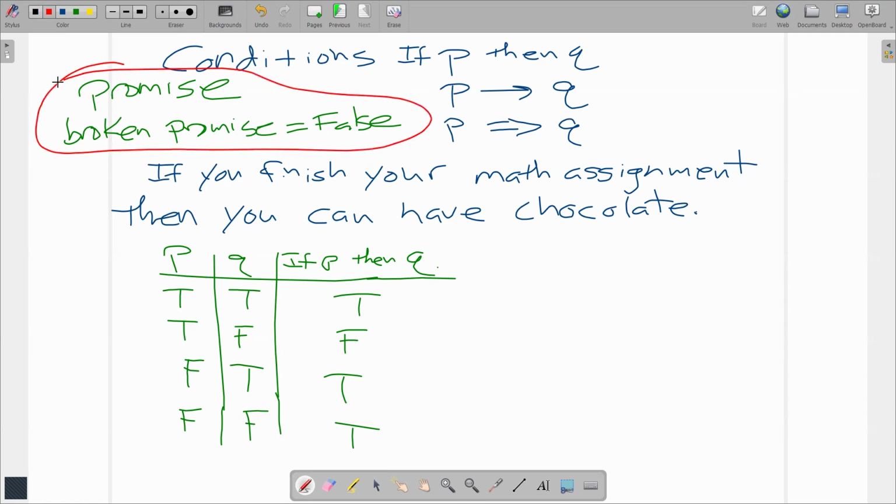Thinking about it that way, a conditional is a promise. The only time a conditional is false is if the promise is broken, and that only happens with a true premise and then a false conclusion.